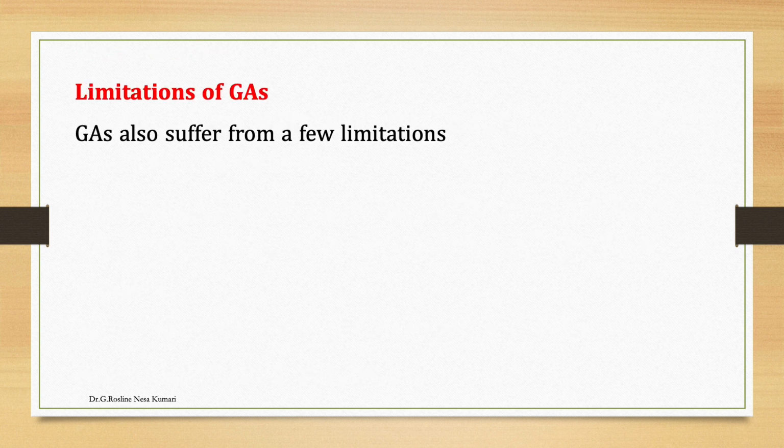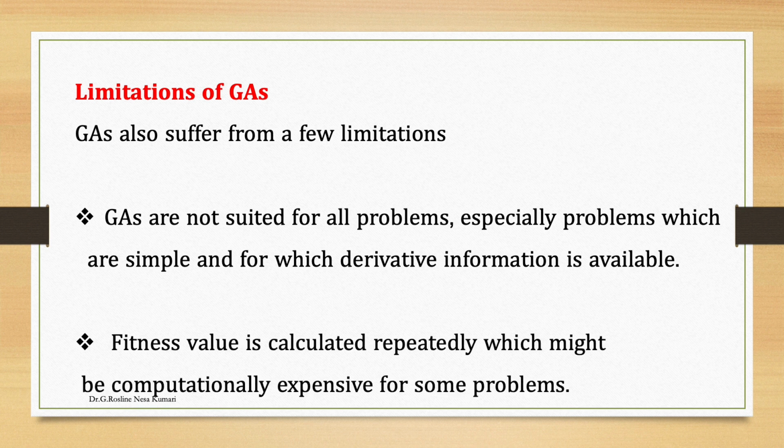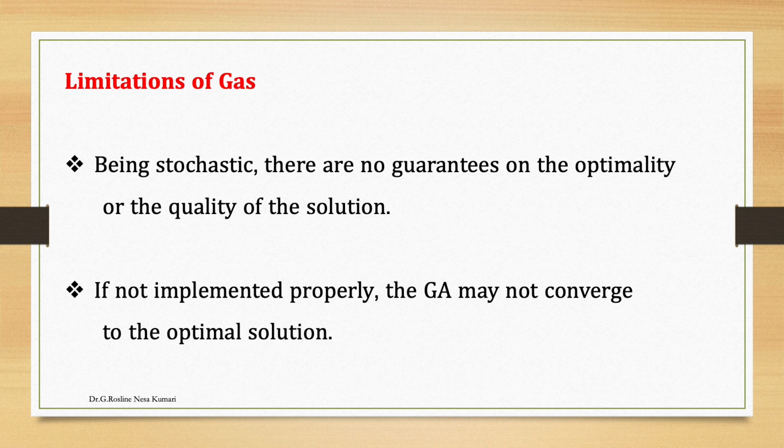Limitations of genetic algorithms. Genetic algorithms also suffer from a few limitations. They are not suited for all problems, especially problems which are very simple and for which derivative information is available. And the fitness value is calculated repeatedly, which might be computationally expensive for some problems. Being stochastic, there are no guarantees on the optimality or the quality of the solutions. If not implemented properly, the genetic algorithm may not converge to the optimal solution.